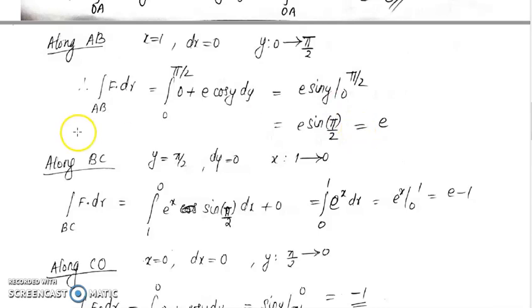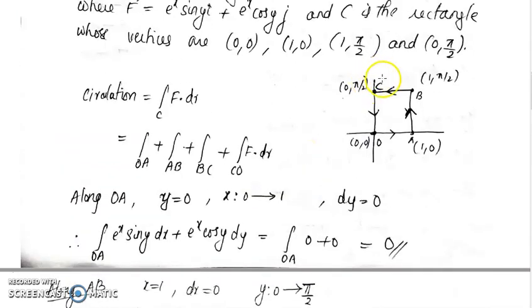And now along the third curve. On the third curve, y is equal to pi by 2 and x is varying from 1 to 0.